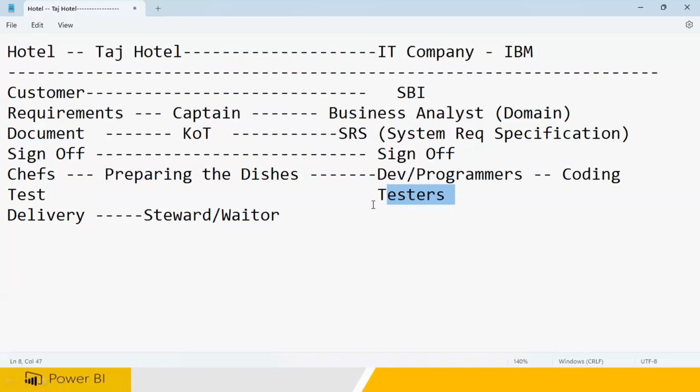A software engineer could be a developer, or a software engineer could also be a tester. These people are going to be testing all the code, whether it is working properly or not. How do you test it? You have to take the SRS document, right?